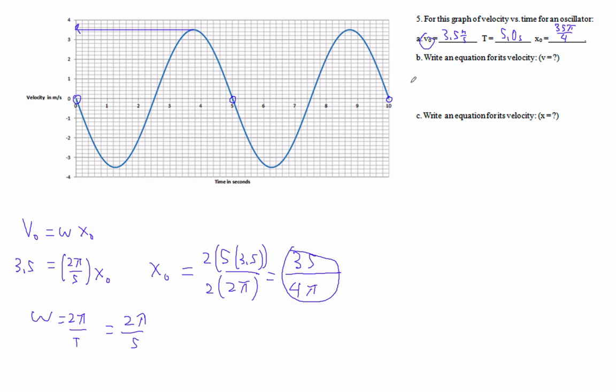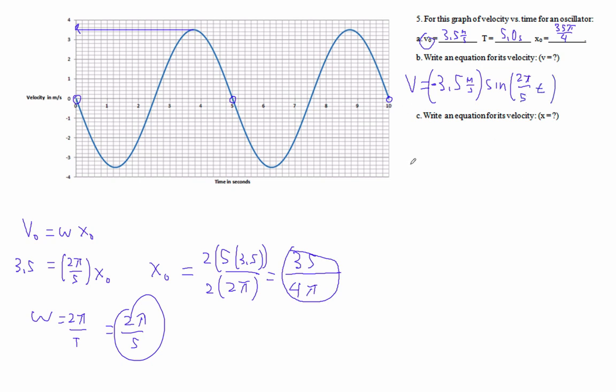So I'm going to say that v is 3.5. That's the amplitude of it, that's our omega x naught. But it's the opposite of that, and that's meters per second, times the sine of, and then what is omega? Omega is 2 pi over 5 times t. Does that work?